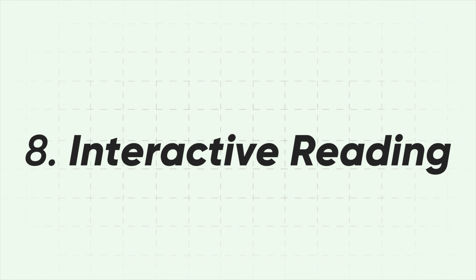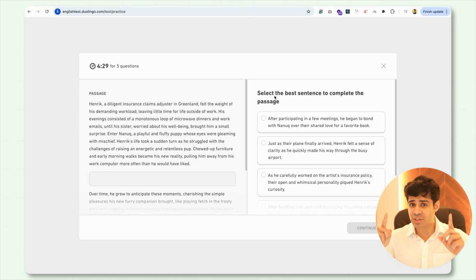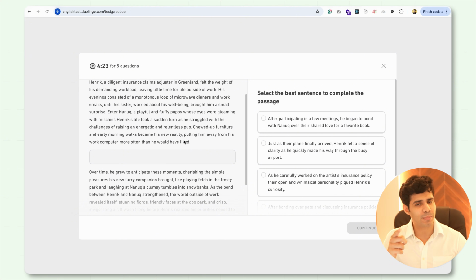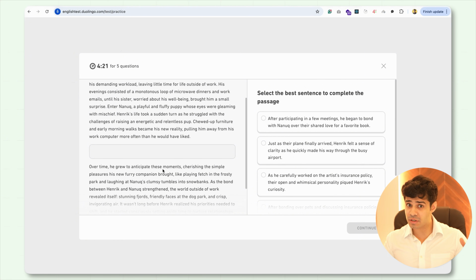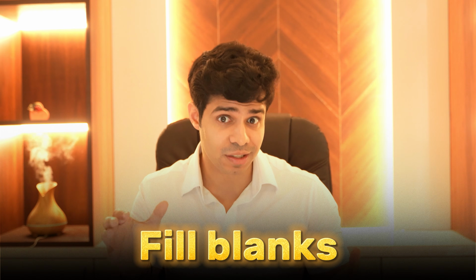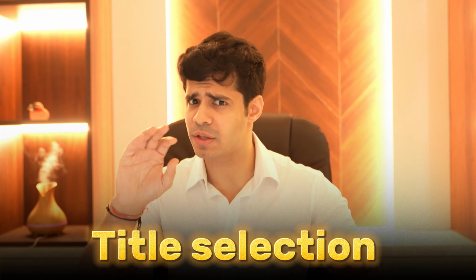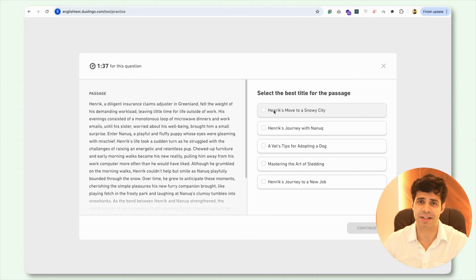Number 8, interactive reading. Here, you always want to skim through the text first, get a brief understanding of what's going on in the passage, but you also want to keep on answering as you read. The kind of questions you'll incur over here are fill in the blanks, where you have to select from a list of options. You'll have sentence insertions, where you have to insert a sentence in between paragraphs. You'll have to highlight correct phrases or sentences. You might have to select the right passage summary, so you make sure you don't leave important information out. And then there will be one question on the title selection. What is the best title for this whole passage? And again, you want to select the best one which covers pretty much the whole passage, especially the main idea, that is. Just 2 more left, bear with me.